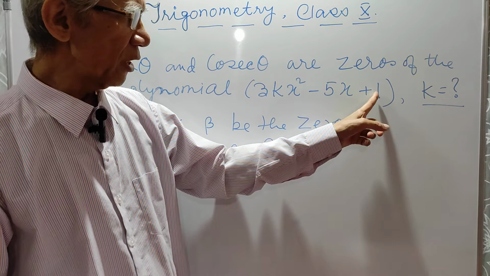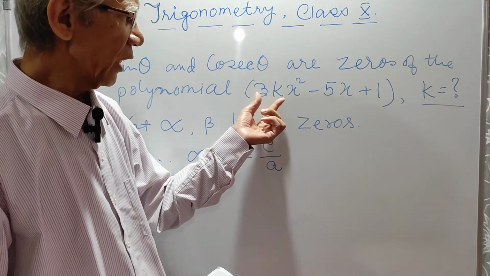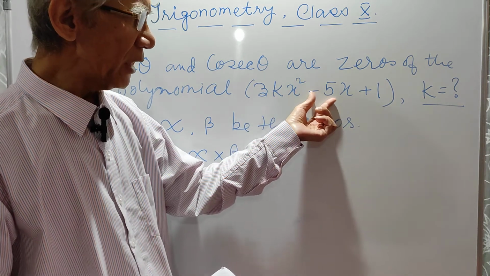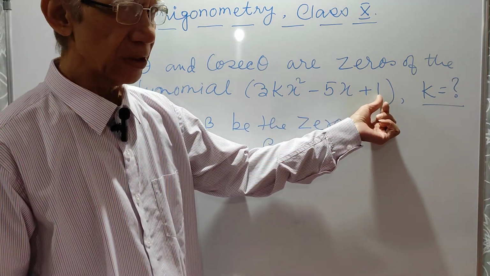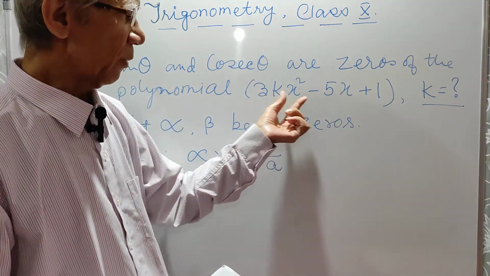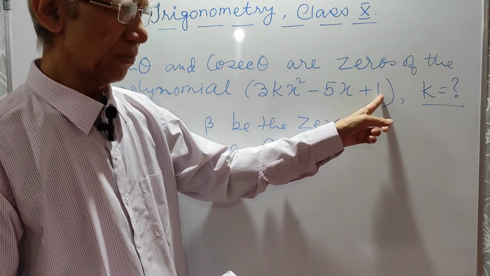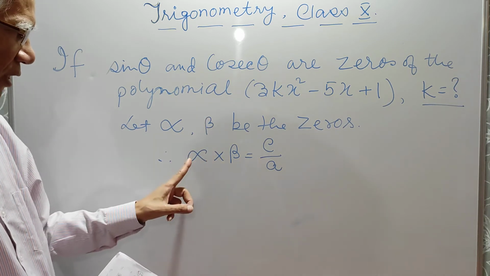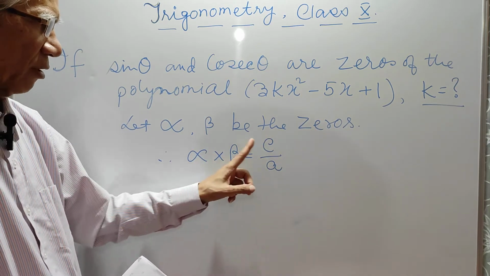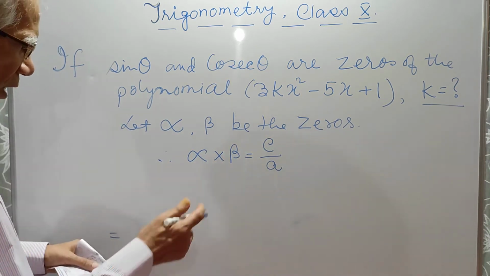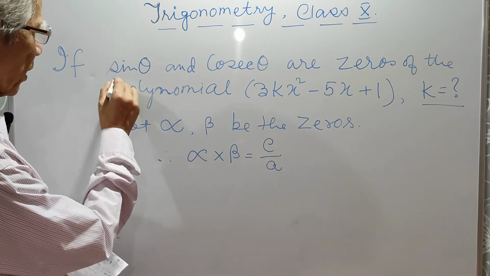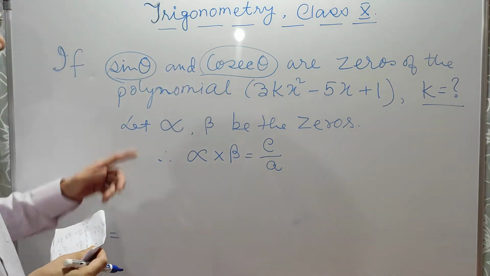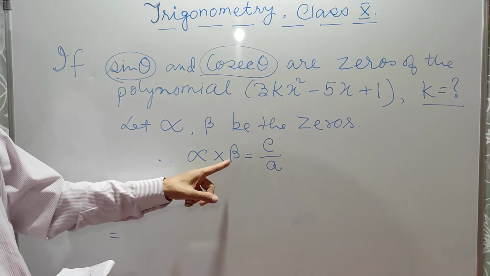Now here what is C? 1, and what is A? 3k. So 3k is A, minus 5 is B, and 1 is C. Now, if alpha and beta are the zeros, then their product is C by A. Alpha into beta is C by A. All right. Now, here alpha is this one because it is given these are the 2 zeros. So, this is alpha and this is beta.